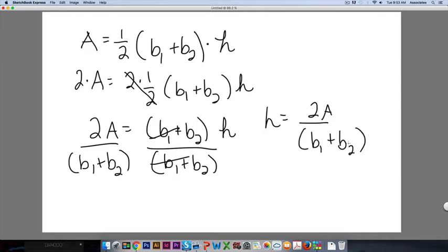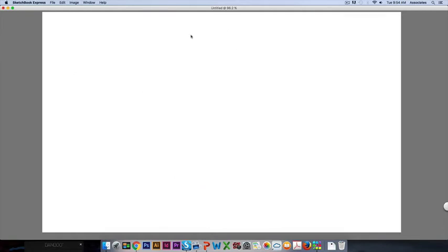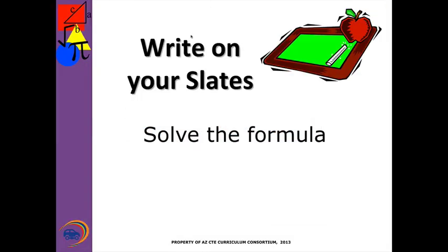We could have solved for something that was a little more difficult, like if we would have had to solve for base 1 or base 2, but it's basically the same thing. If you can solve an equation, you can solve this too. Teacher, pause the video. Students need to look at the work, and we'll meet you back here in a minute. Welcome back. Let's go back to our PowerPoint and see how we did.